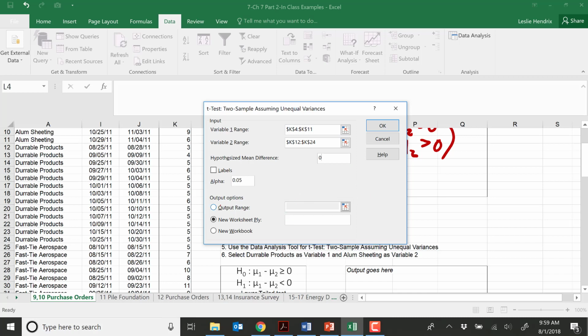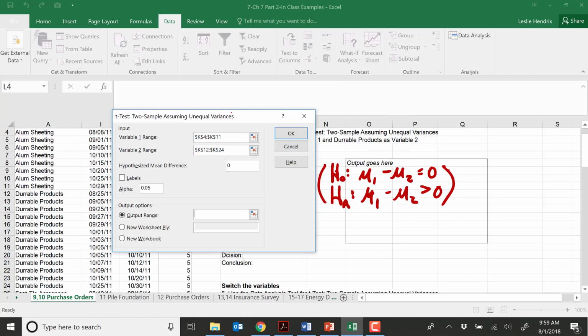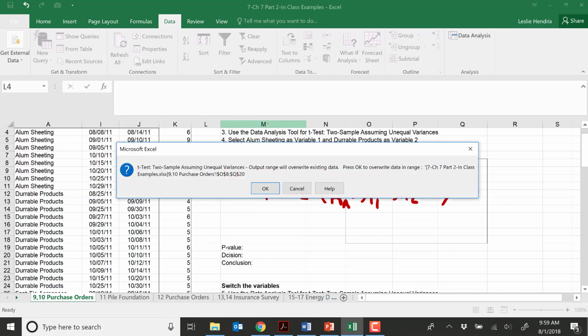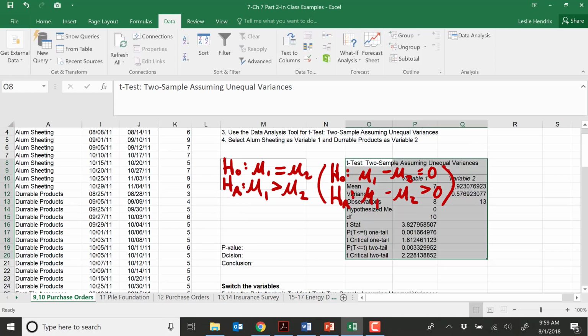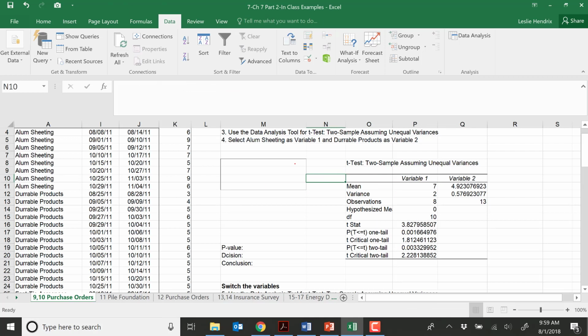Let's go ahead and put the output in this worksheet since you guys are going to need to see it while we're looking at our p-value. I guess I'll put it here and just erase what I wrote in a second. So I'm going to go ahead and click OK. And it's putting the output there. All right, now let's see if I can get rid of that. There we go. Okay.